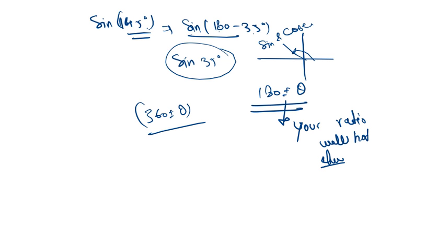One more property is available. Whenever some angle is higher than 360 or is a multiple of 360, sometimes a question comes like: what is the value of sine of minus 1710 degrees?